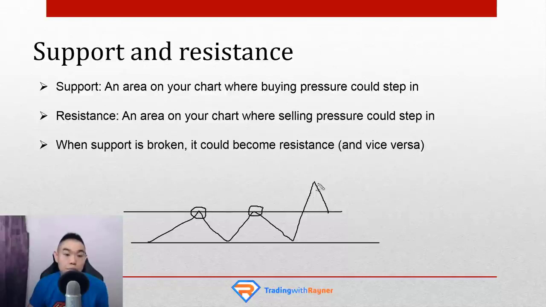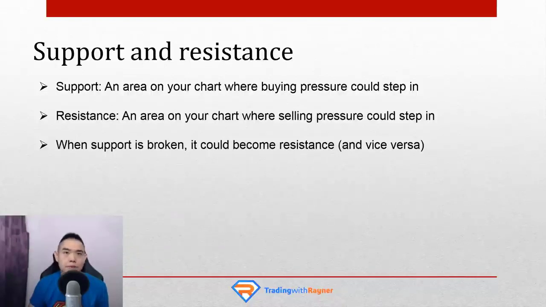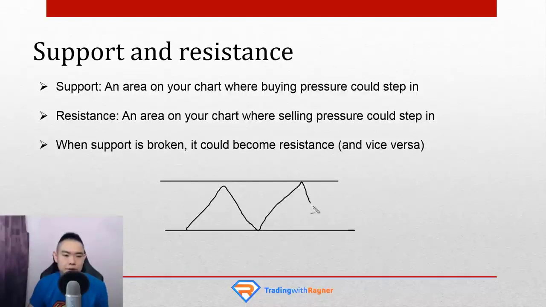Resistance. Now once it breaks out of resistance, it could now become support. This is what we call previous resistance, which now becomes support. So likewise, if support is broken, it could now become resistance. So let's say price is in a range, then it breaks down below support and it comes back up.